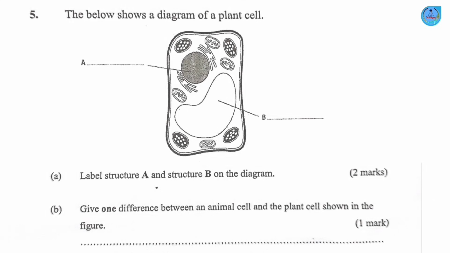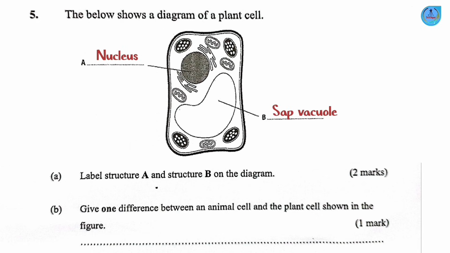Moving on to question number 5. Below is a diagram of a plant cell. Okay, let's take a few seconds to look at it. It's a typical plant cell. Part A. Label structure A and structure B on the diagram. Okay, let's look at A. A is clearly the nucleus, okay, and B, that is our sap vacuole.